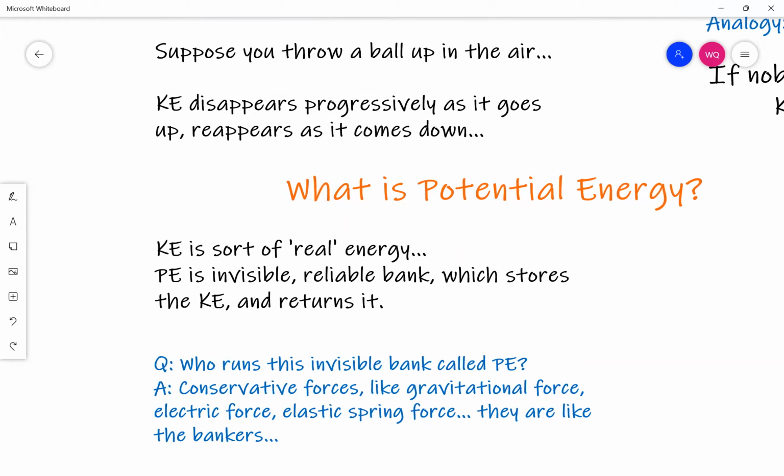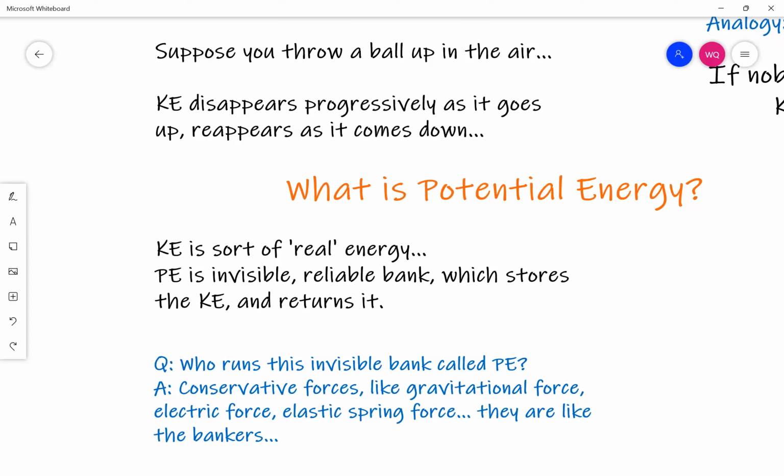So let's just suppose we throw a ball up in the air. At the beginning, the ball will have the greatest KE. KE disappears as it goes upwards and reappears as it comes down. How do we know? I mean, K is half mv squared. So the speed decreases on the way up, increases on the way down. So KE also follows the speed in this manner. Then where did the KE go to as it goes up? And where did the KE come from as it comes down?